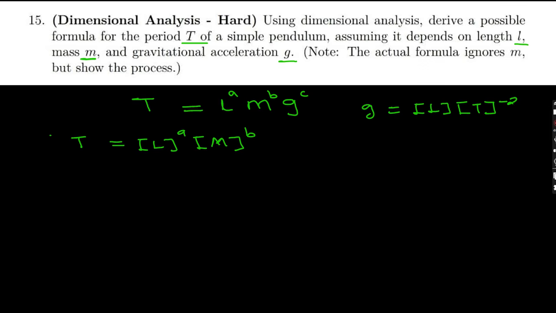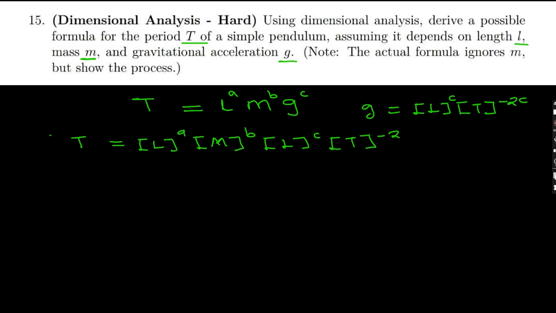This is what I've been talking about. Now, since it is raised to the power c, it means here we are going to have c, also here c. This is what it means. We are multiplying out everything. So we're going to have L to the power c there, and T to the power -2c.